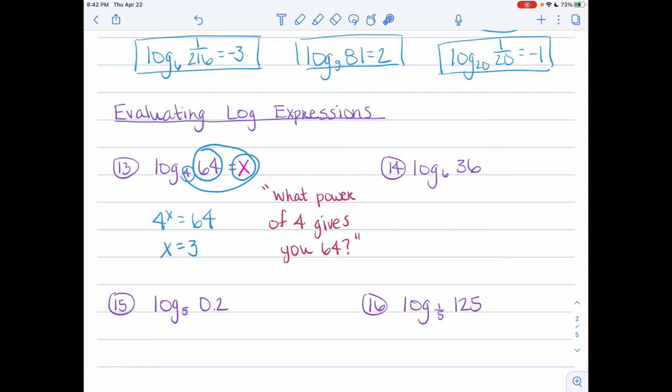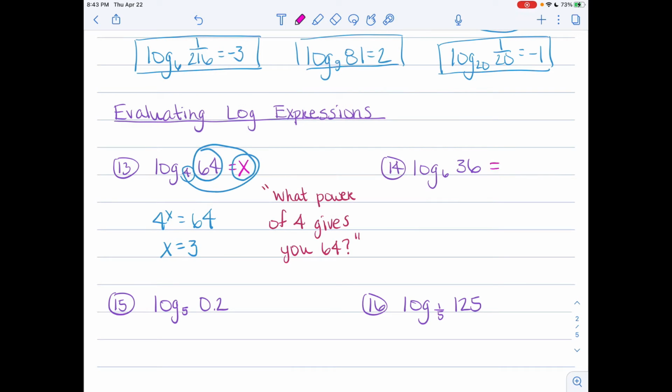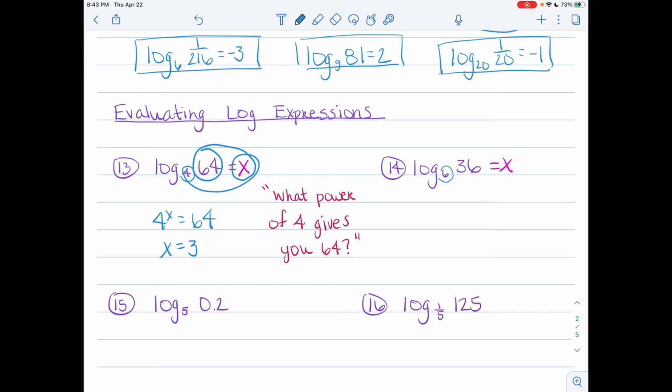4 raised to the third power is indeed 64. Let's try another one. So this one says log base 6 of 36. We will say that equals x, and we want to find x. Again, we can rewrite this into exponential form. 6 raised to the x power is equal to 36. Well, 6 squared is 36, so that means x is equal to 2.